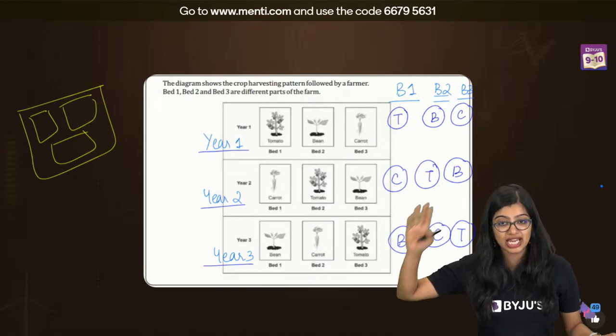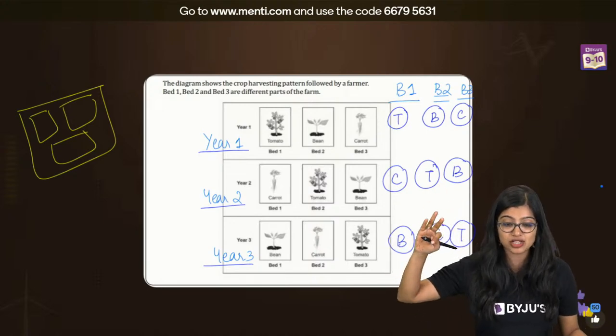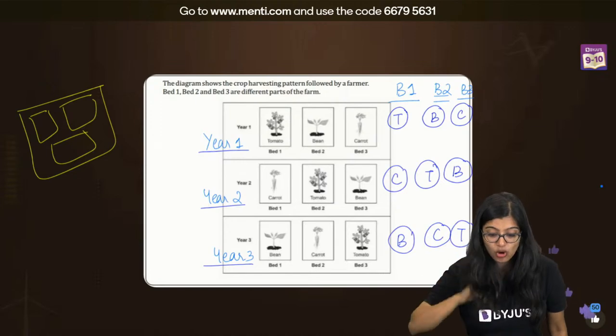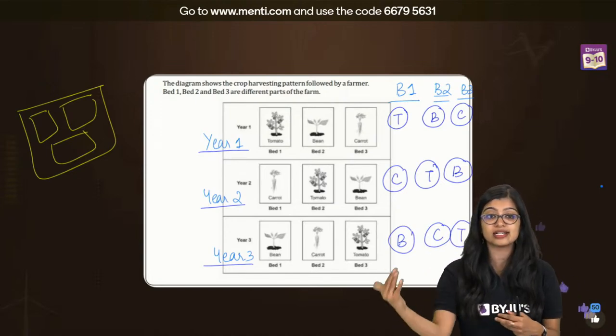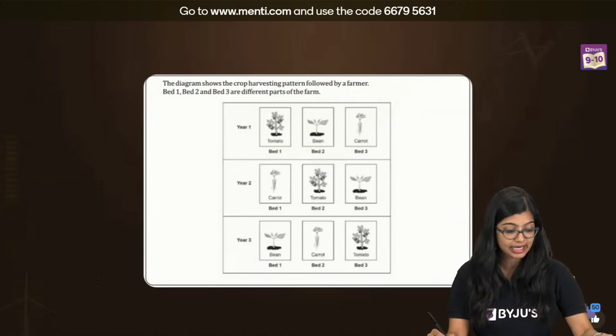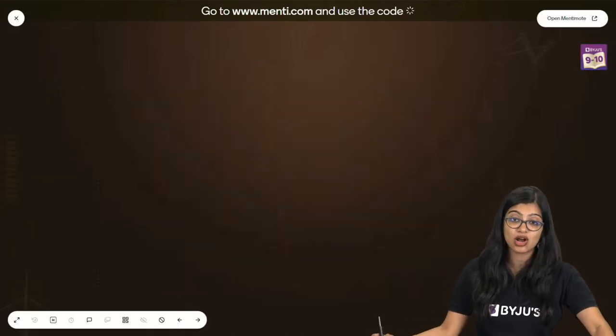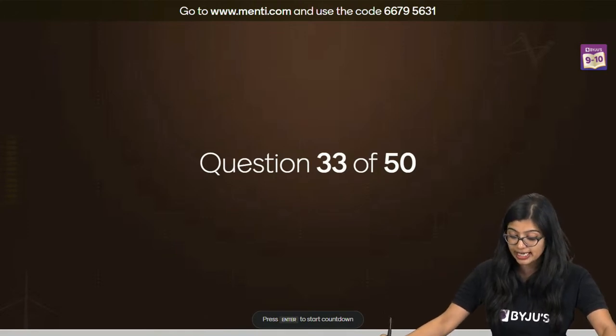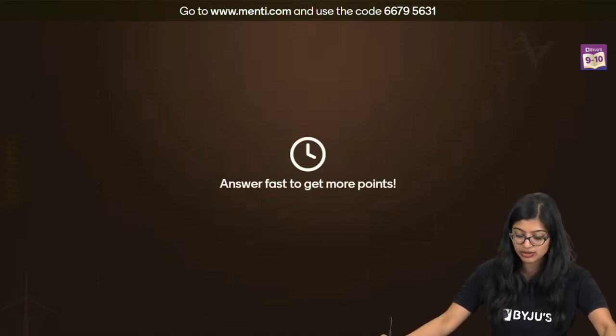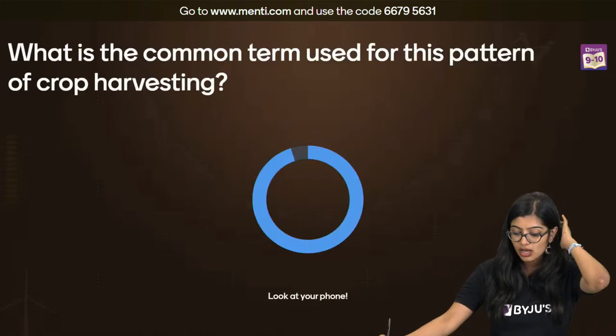Once more, 3 beds are there. You have 3 plants which are being grown, that is tomato, beans, and carrot, right? And we know that across the years, they have been growing alternatively. So based on this, you are going to be getting the question. So question number 33. So let's have a look. What is question number 33?